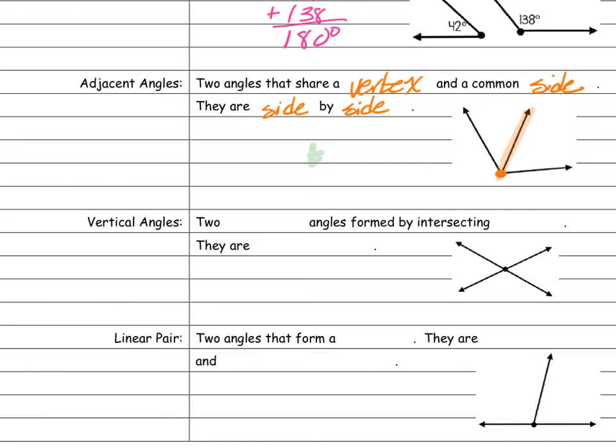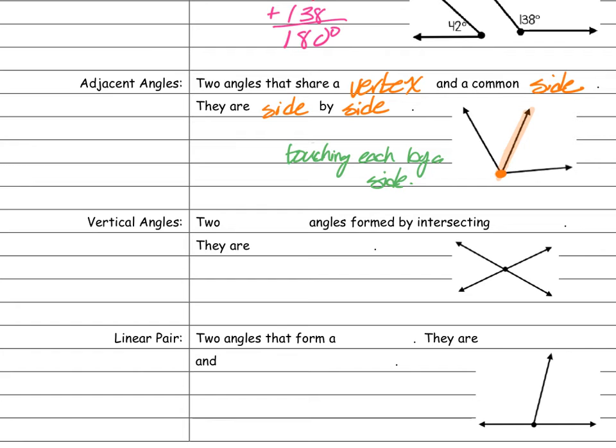Oh, I love it when I forget that I'm in highlighter mode. Touching each other by a side, right? So they share a side. That's what adjacent angles mean. So you have to keep in mind that they share a side.